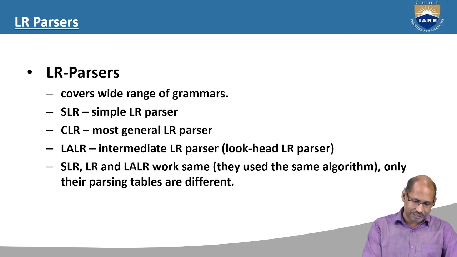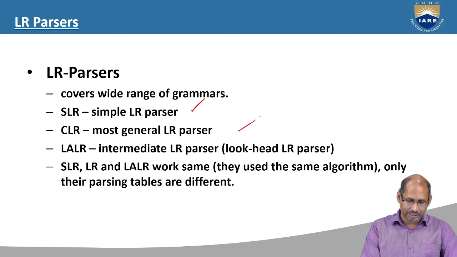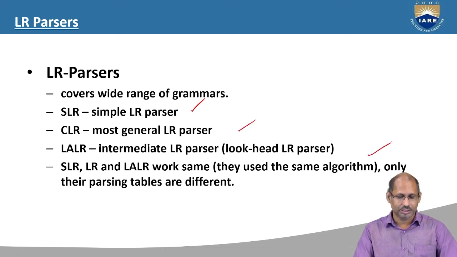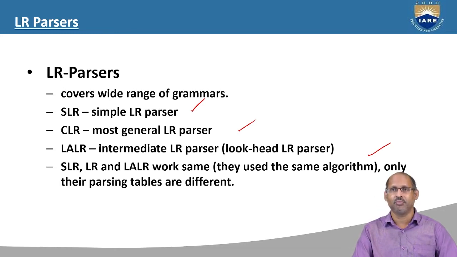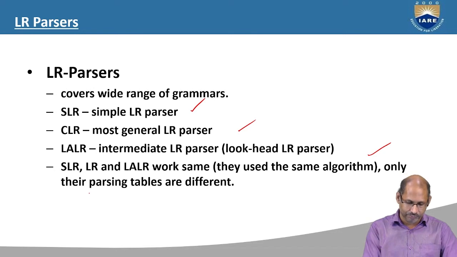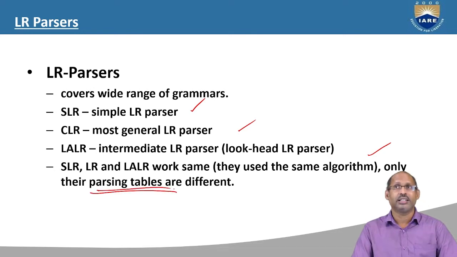SLR parser, canonical parser, and lookahead parser are the main three categories of LR parsers. All these three work the same way; the only difference is the construction of the parsing table, but the procedure is the same.